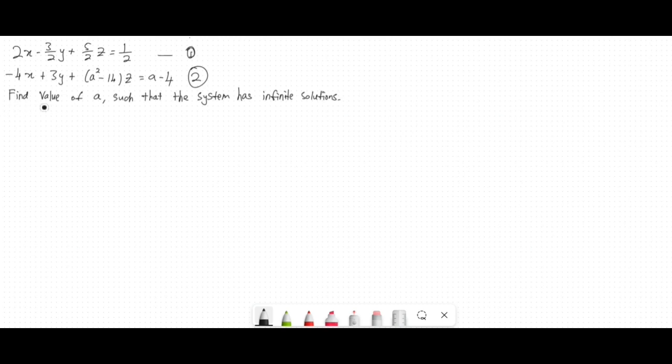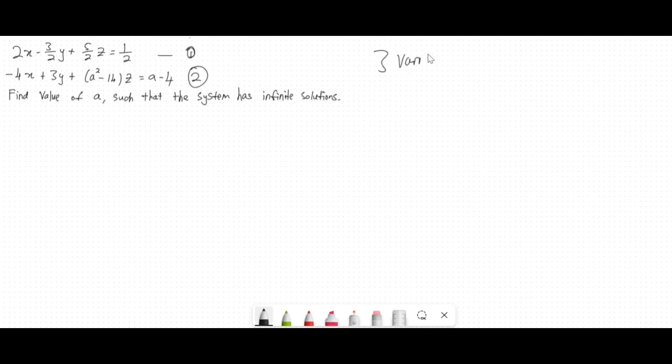Okay, then they ask you to find the value of a such that the system has infinite solutions. Alright, so what is this value of a so that this system has infinite solutions? Right, so they give you two equations. Bear in mind they have three variables, means they are planes, right?